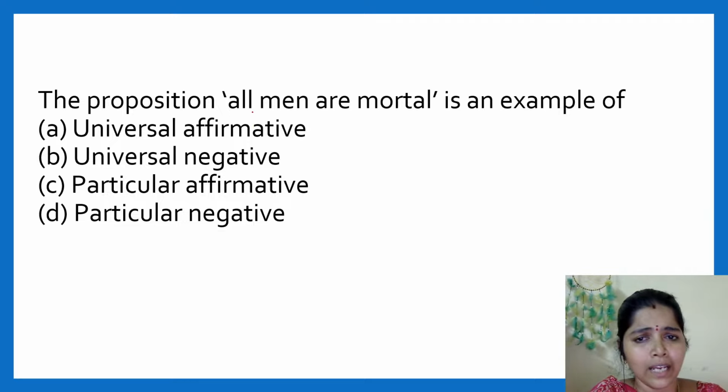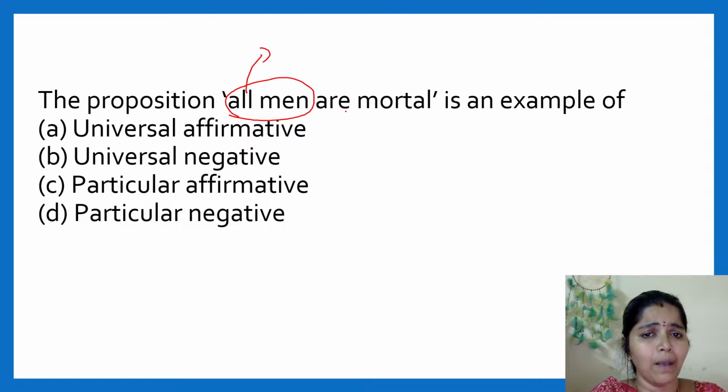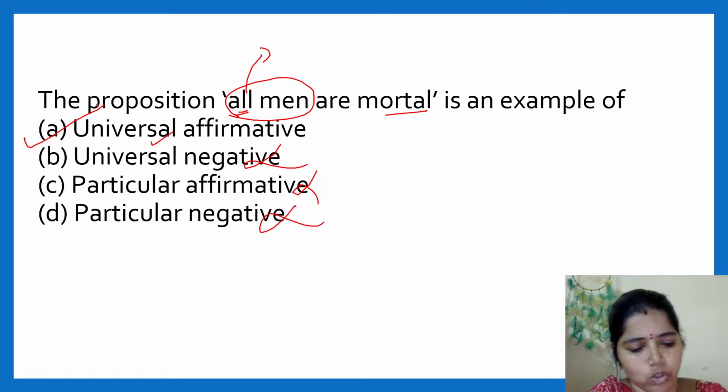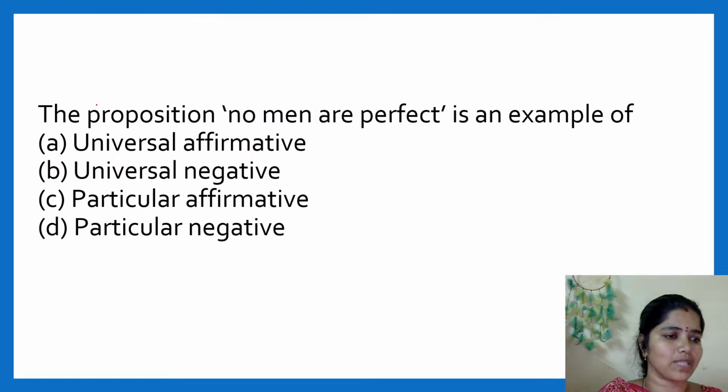Here it is, all men are mortal. Here all comes, so this is a universal statement. So C will not come, D will not come. All men are mortal has no negative statement, so B will not come. The answer A is the right answer, universal affirmative. Very good. Next question, faster.